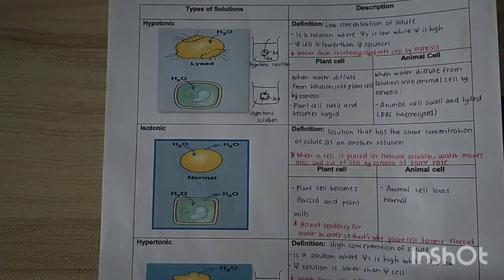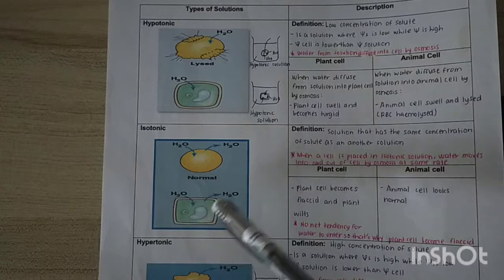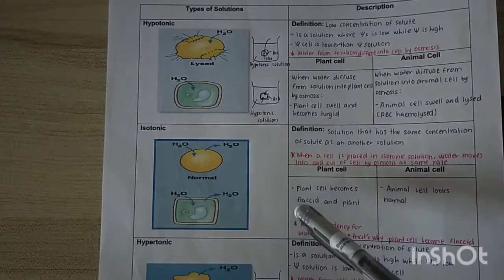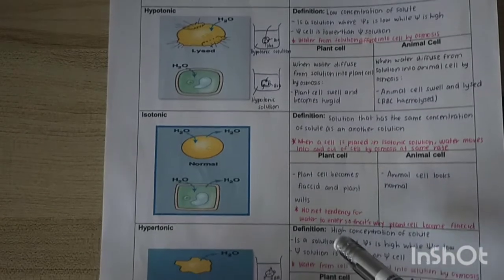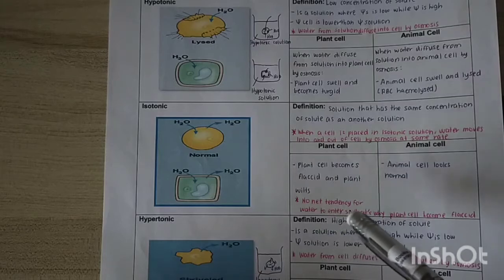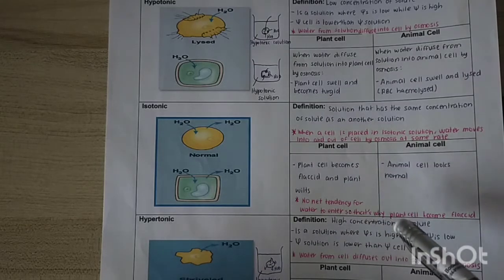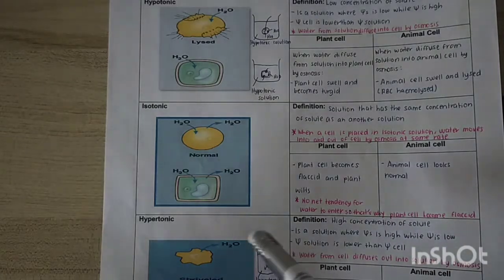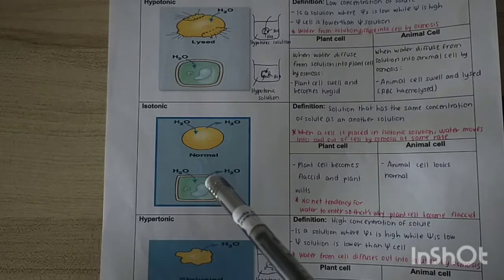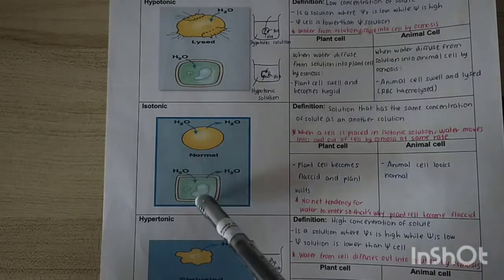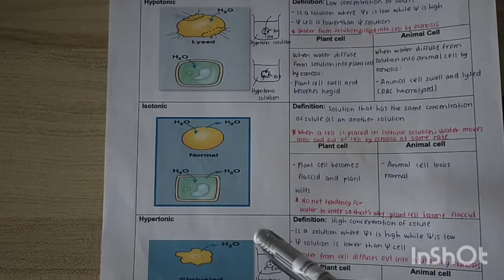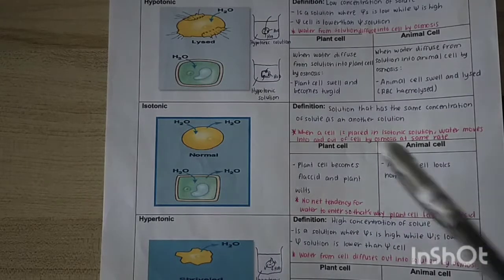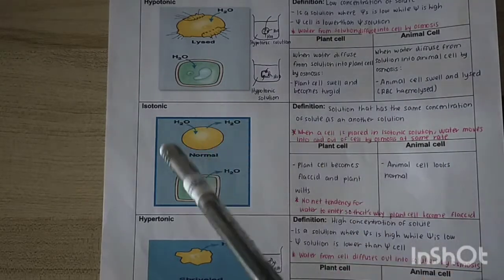Kenapa keadaan ni boleh berlaku? Kenapa kita katakan bila plant cell awak letakkan dalam isotonic solution, the plant cell will become flaccid and plants wilt? Flaccid ni maksudnya dia macam layu. Because of what? There is no net tendency for water to enter. So that's why plant cell becomes flaccid. Kalau kita tengok dari segi karakteristik of plant cell, dia mesti kena simpan air. Kalau tak ada net tendency for water to enter, water masuk lepas tu water akan keluar. So what happens to the plant cell? Lama kelamaan dia akan menyebabkan plant cell tu jadi flaccid. Tapi kalau kita bezakan dengan animal cell, it looks normal.